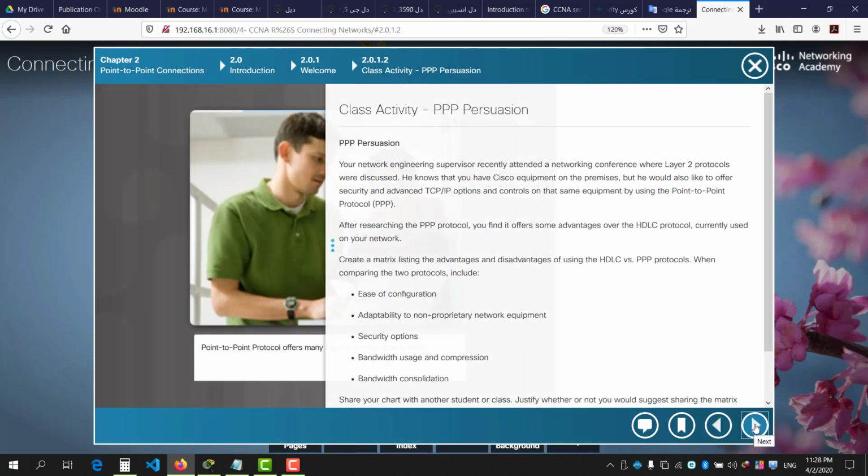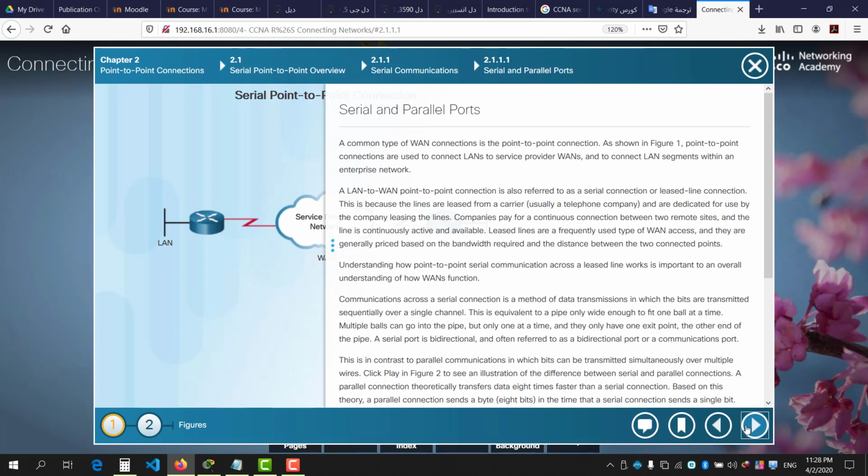This is an activity you will do in the lab. Okay. First of all, we will differentiate between the serial and the parallel ports.